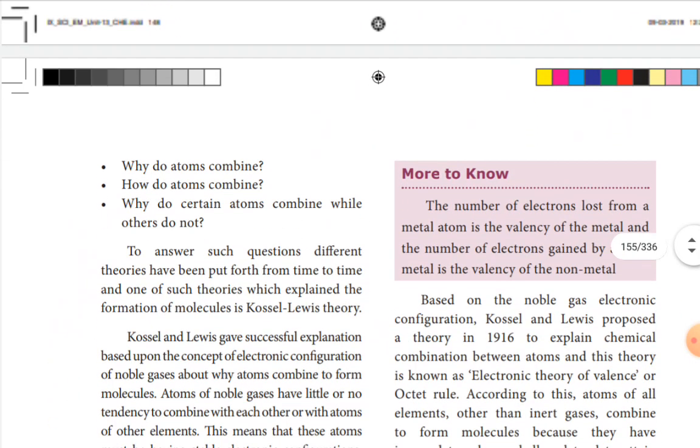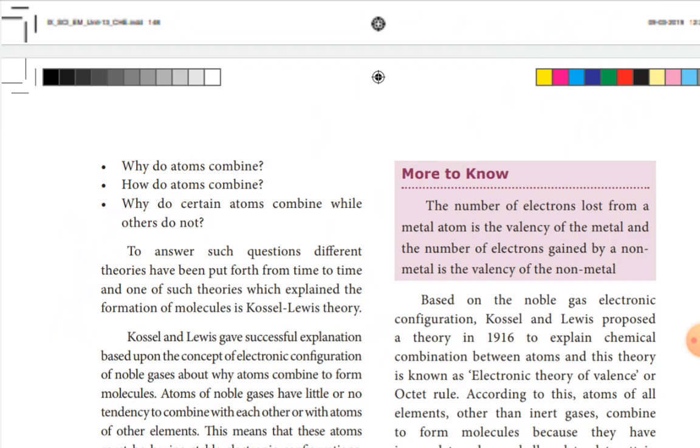So why do atoms combine? How do atoms combine? Why do certain atoms combine while others do not? So first question, see, why do atoms combine? So here, normally we are going to say that atoms combine to form molecule.